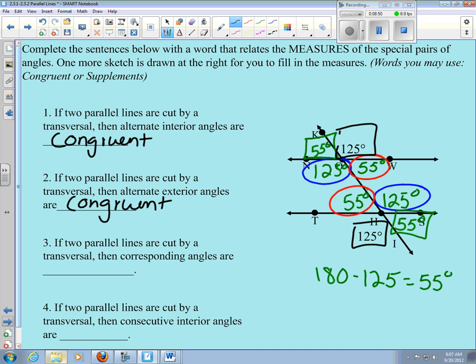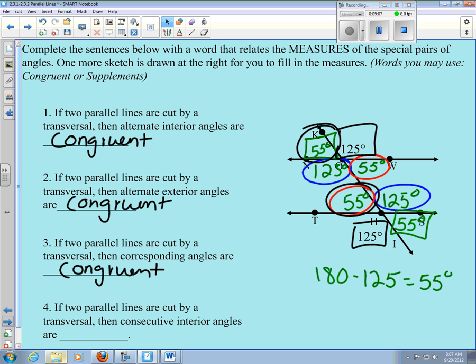So corresponding angles are going to be my 55 here and my 55 here. Remember, if I take the line and put it on top, then those ones are going to be also congruent. And lastly, if two parallel lines are cut by a transversal, then consecutive interior angles are, so if we look here at this pair, that's consecutive interior angles, and I notice that those are supplements. Okay, keep these in mind for when we're working on our next page.